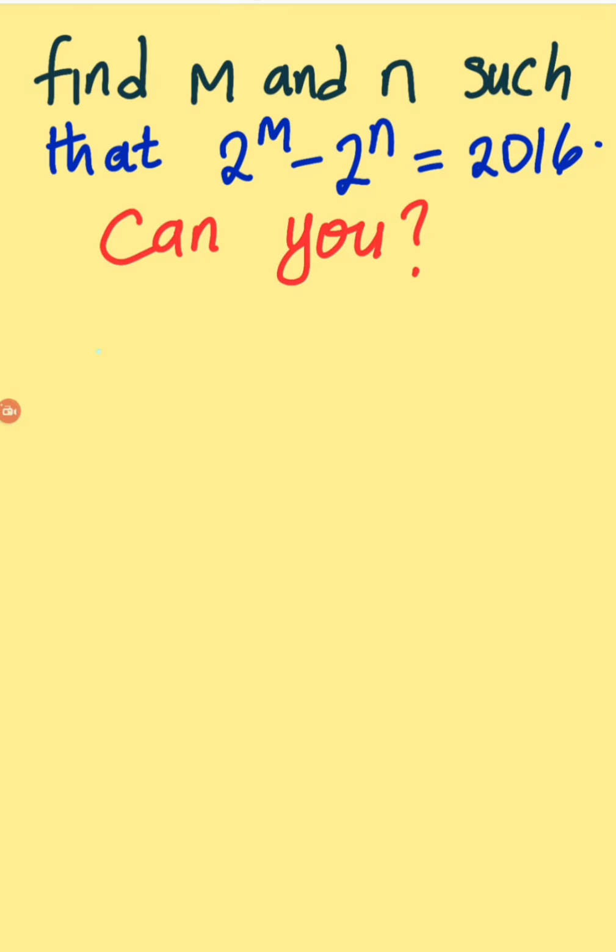So we have 2 to the power of m minus 2 to the power of n is equal to 2016. By looking at this particular problem, it will seem as if it is so difficult to solve because we are looking for two letters, m and n. But this is coming from an Olympiad past question. Let's see if a solution can come up here.